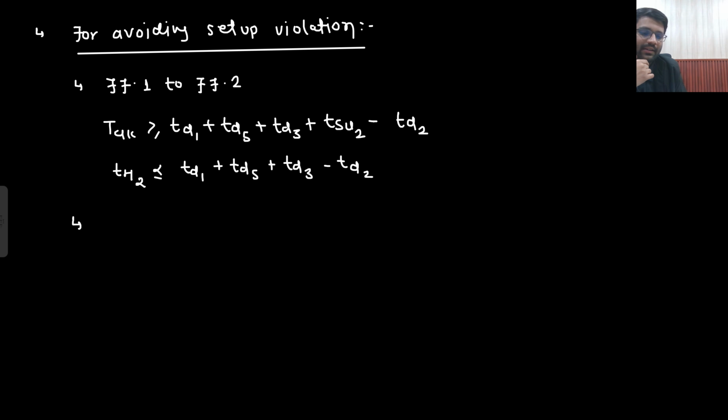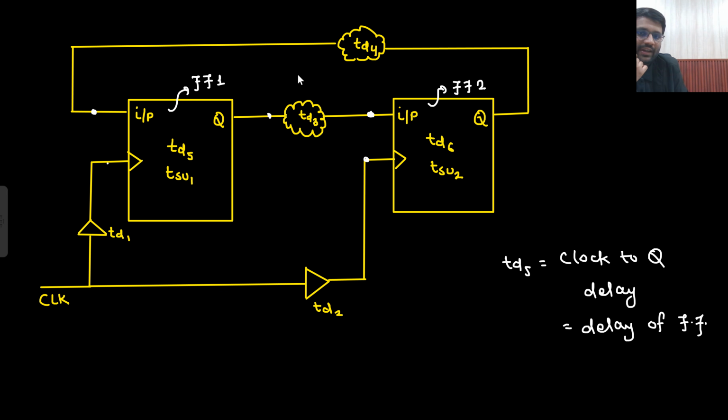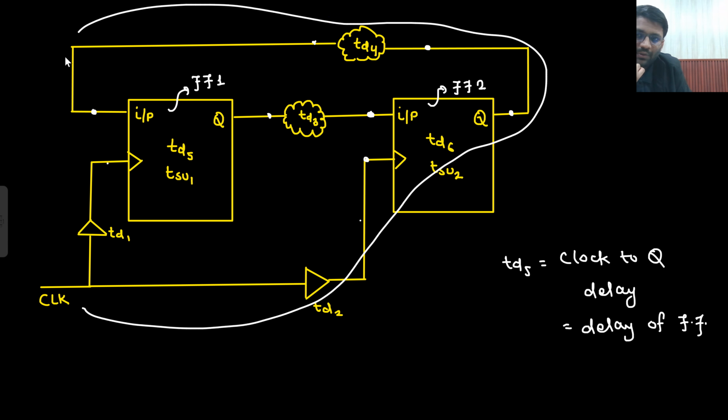Another scenario is that this input is not fixed. From where is it coming? It is coming from here. From where is this coming? From here. From where is this coming? From here. That means I will now work from here to here.